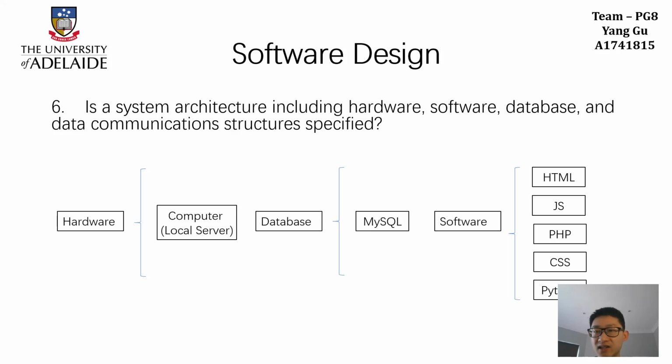For software, we use HTML for the web page layout design, and JavaScript and PHP for transferring variables from one page to another. PHP is also in charge of the database communication, and CSS is used for the decoration of the web page. Python is used for the local host and the local compiler for the system.